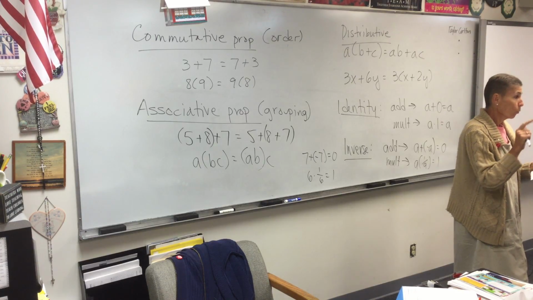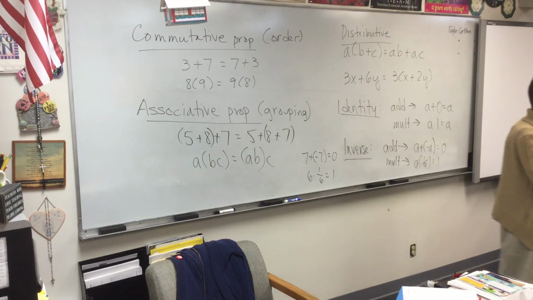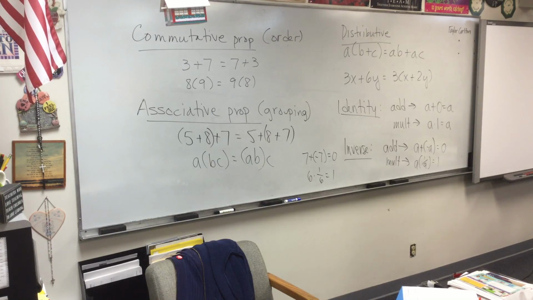Be careful. What's in the parentheses? On both sides, do you have different things in the parentheses? No, so it's not associative. Associative means you group different things. It's commutative because on the left side, we're doing 6 times the parentheses, and on the right side, we're doing the parentheses times 6. So what did we do? We changed the order. That's commutative.